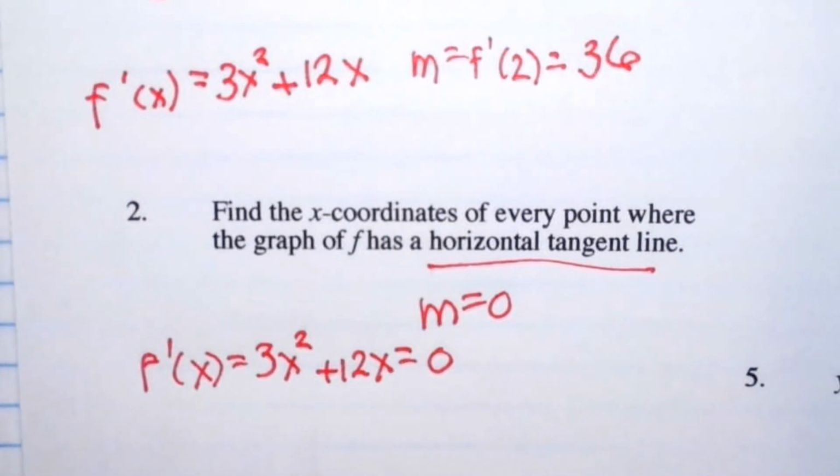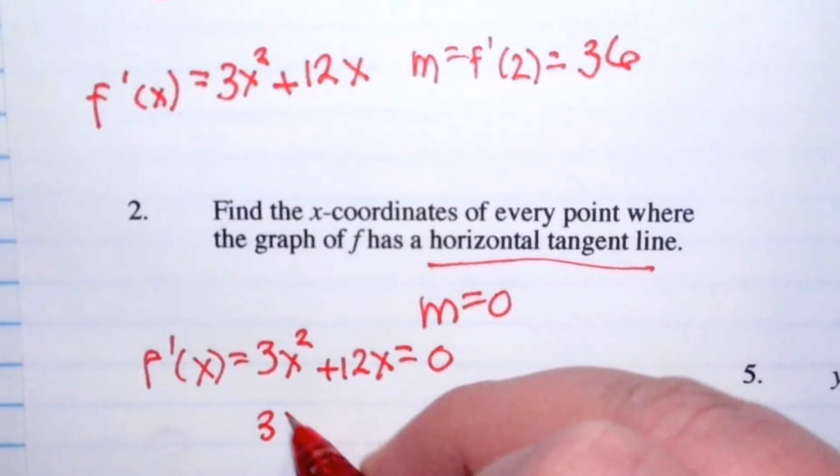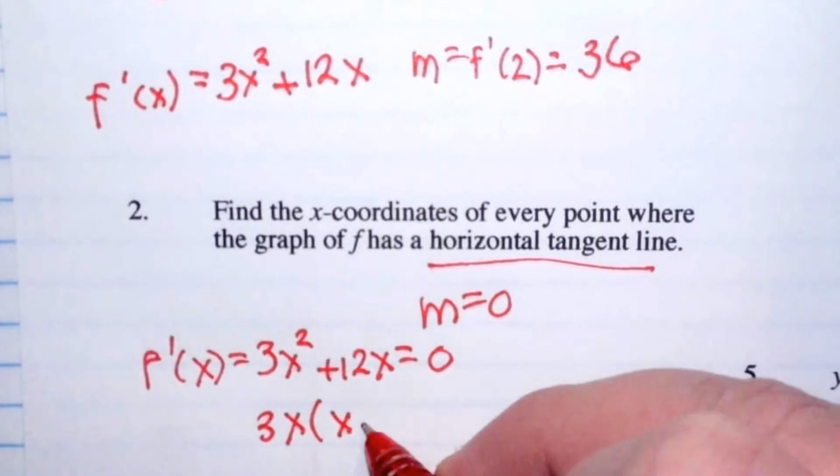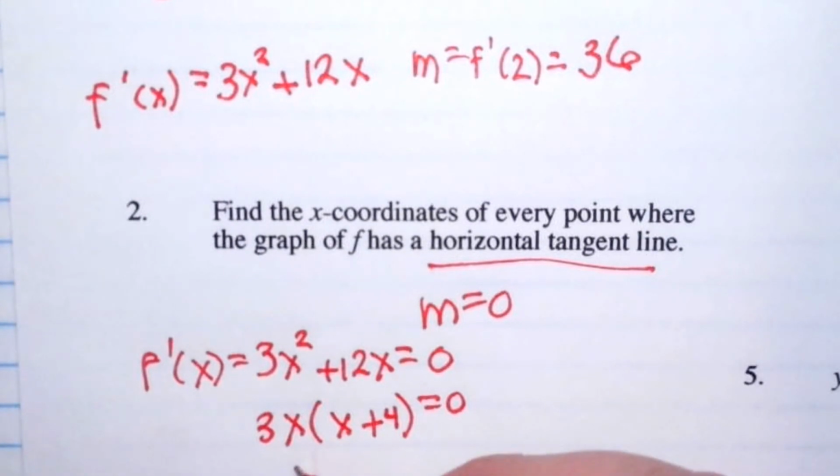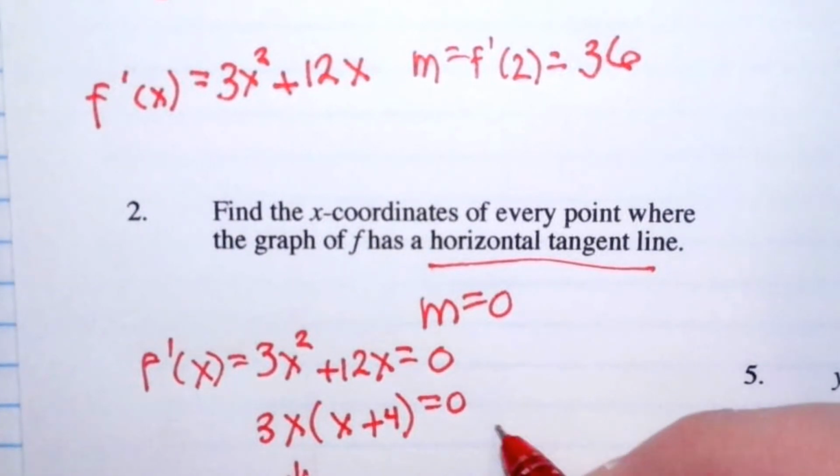That shouldn't be too bad. There's a common factor of 3x, and that leaves x minus 4, I think, equals 0. Set each of these factors to 0. That's going to give us x equals 0.